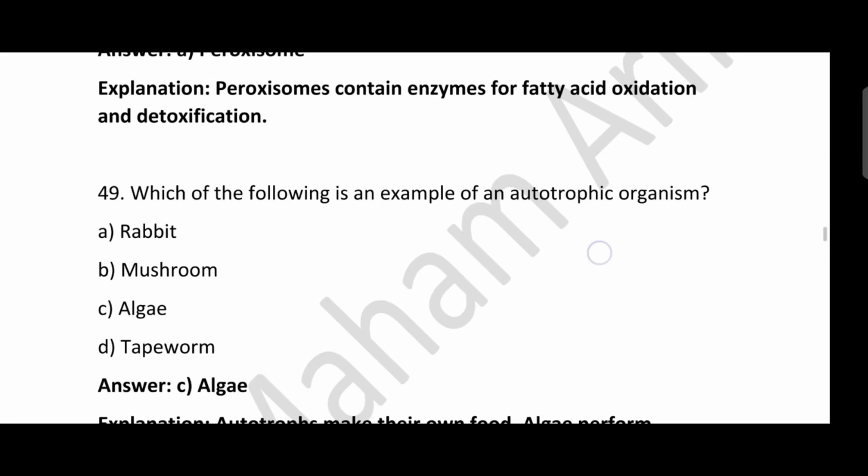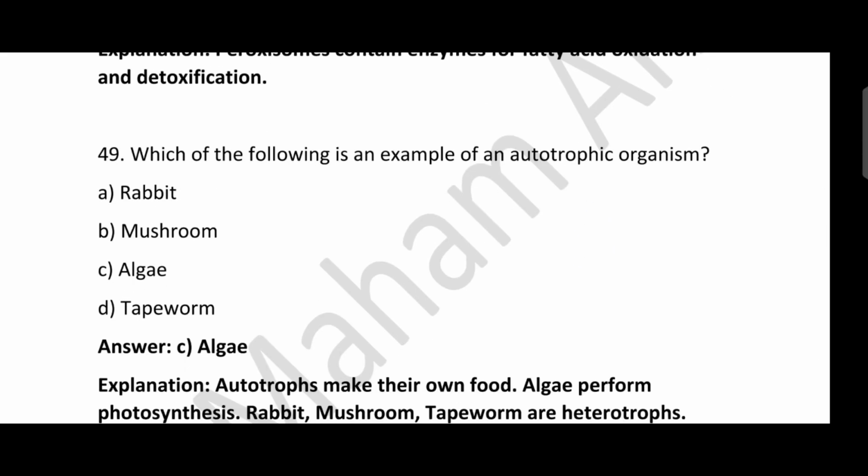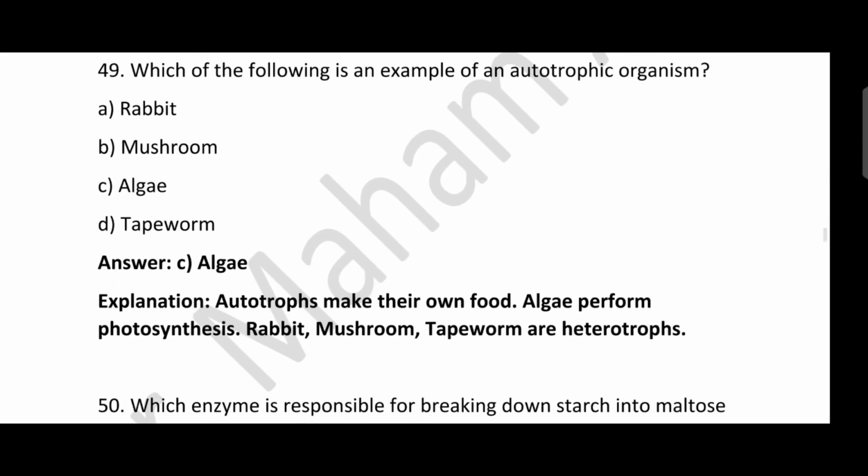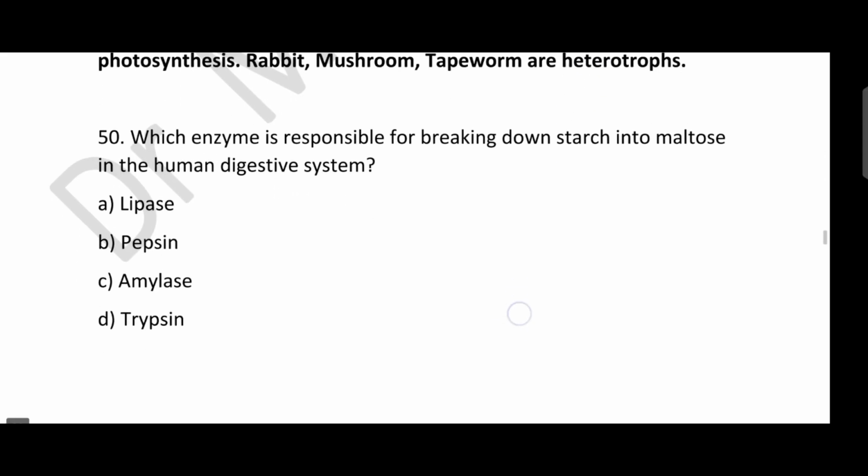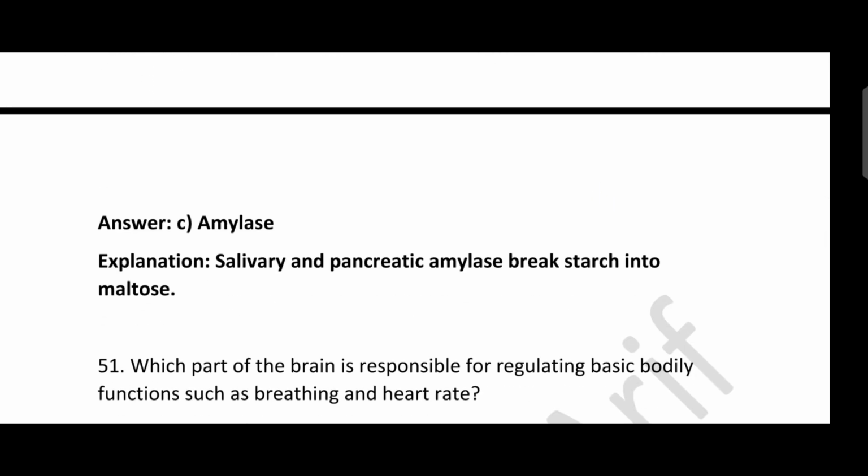Which of the following is an example of an autotrophic organism? Correct answer is option C, that is algae. Because autotrophs make their own food, algae perform photosynthesis, whereas rabbit, mushrooms, tapeworms are heterotrophs. Which enzyme is responsible for breaking down starch into maltose in the human digestive system? Correct answer is option C, that is amylase, because salivary and pancreatic amylase break starch into maltose.